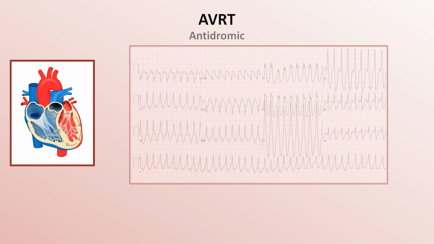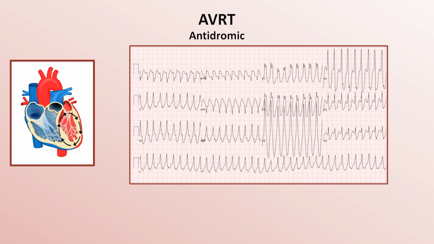And here is antidromic AVRT. It looks quite different from the orthodromic variety. First thing you probably noticed is that it is a regular, wide complex tachycardia. Since the ventricles are depolarized only from the accessory pathway, and not from the His-Purkinje system at all, the QRS complex during the rhythm is even wider than when the patient with WPW is in sinus rhythm.